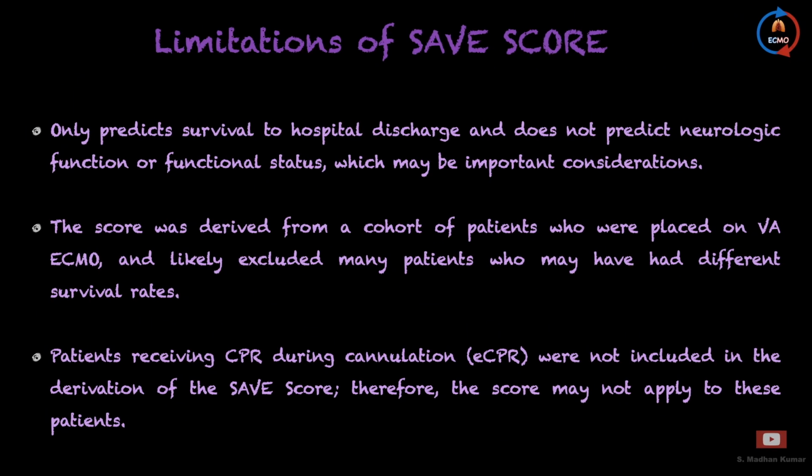The limitations of the SAFE score are: it only predicts survival to hospital discharge and does not predict neurological function or functional status, which may be important considerations. The score was derived from a cohort of patients who were placed on VA ECMO and likely excluded many patients, which we mentioned before, who may have had different survival rates. The patients receiving CPR during cannulation were not included in the derivation of the SAFE score. Therefore, the score may not apply to these patients.